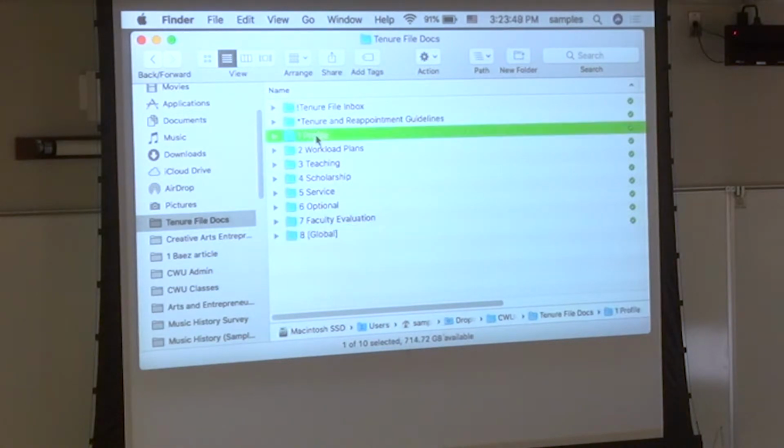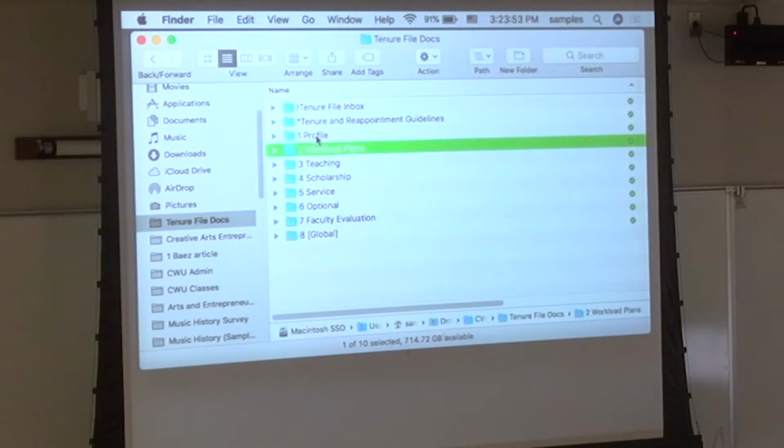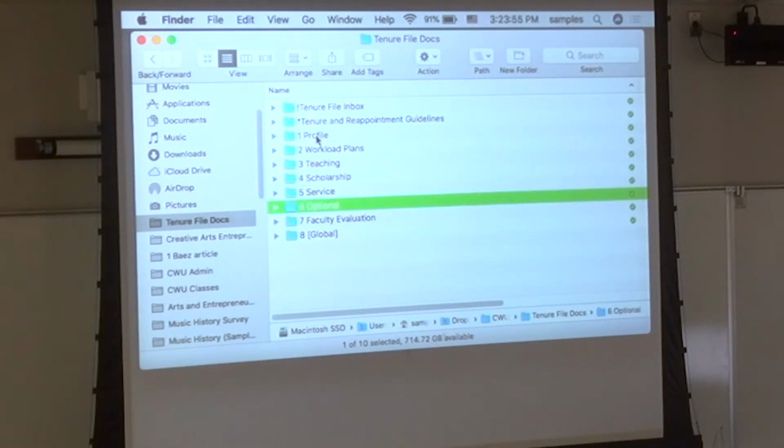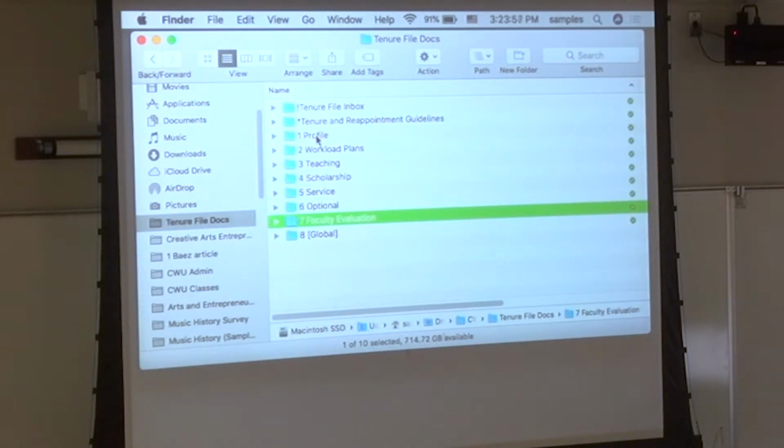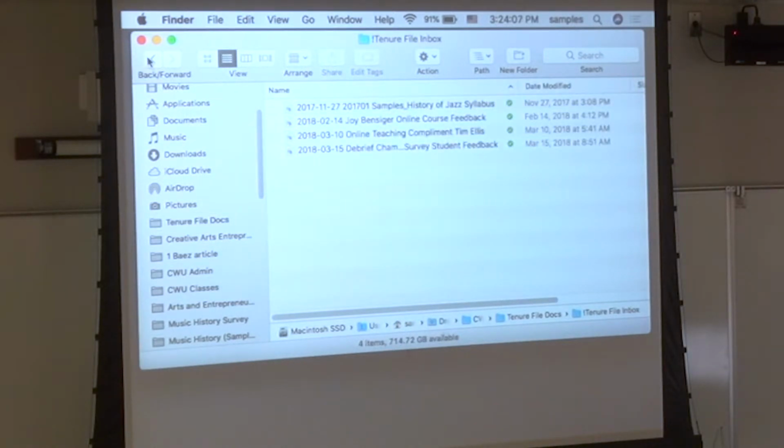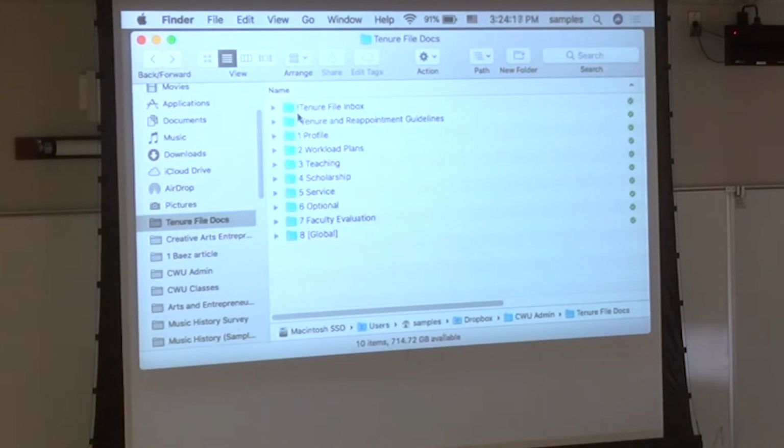So if you look on Faculty 180, it starts with what? Profile, right? And then you have workload plans, teaching, scholarship, service, optional, and faculty evaluation, right? And then I added this one with a little exclamation point, which means it's always at the top, right? And so that's my inbox. Anytime something comes in, I know that on Friday, or whenever I sit down to do this, these are the things that need to be processed and placed into either my files or into Faculty 180.